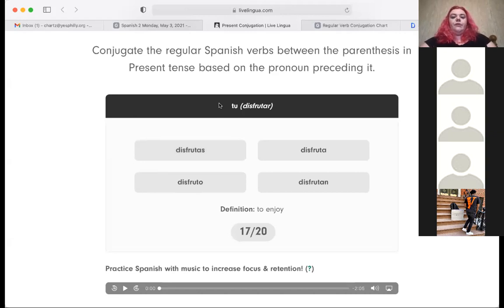So for this next one, tú is our subject, you. Our verb is disfrutar, which means to enjoy. So our options here, is it going to be disfrutas, disfruto, disfruta, or disfrutan? And is it going to be an AS ending, an O, an A, or an AN? Our subject is tú, it's you. So which one are we going to pick?